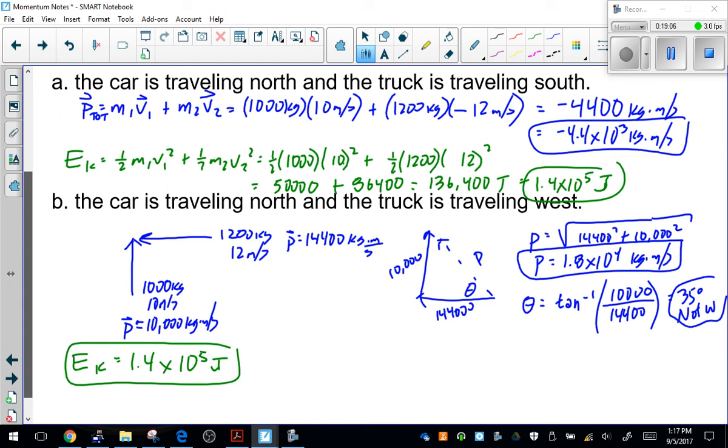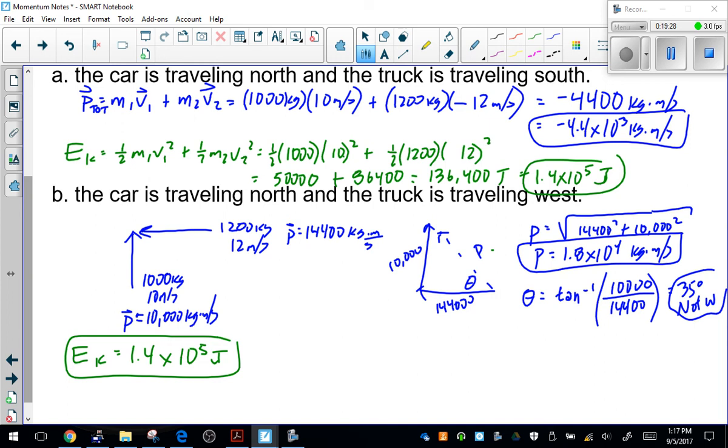Hey, why is it the same thing? I didn't have to do anything with vector components or x and y's or Pythagorean theorem or the inverse tan function for kinetic energy. How come? Because direction doesn't matter. Not only does it not matter, not only do we not need to use direction for kinetic energy, we can't use direction for kinetic energy. If we try to do this kind of analysis for kinetic energy, we're wrong. You can't add scalars that way.